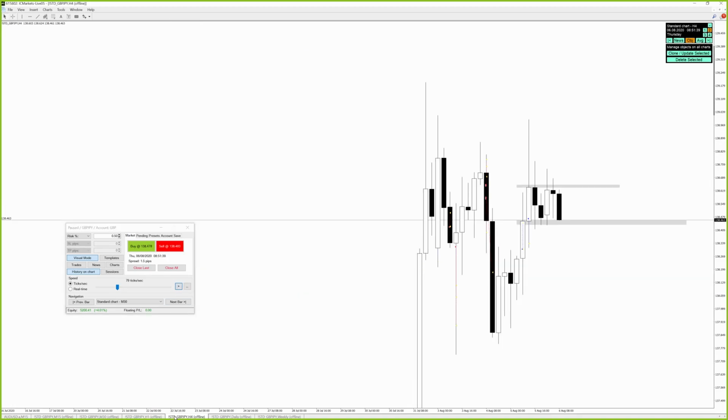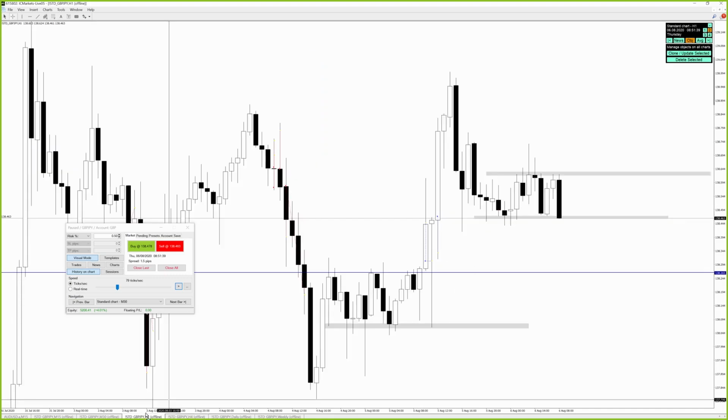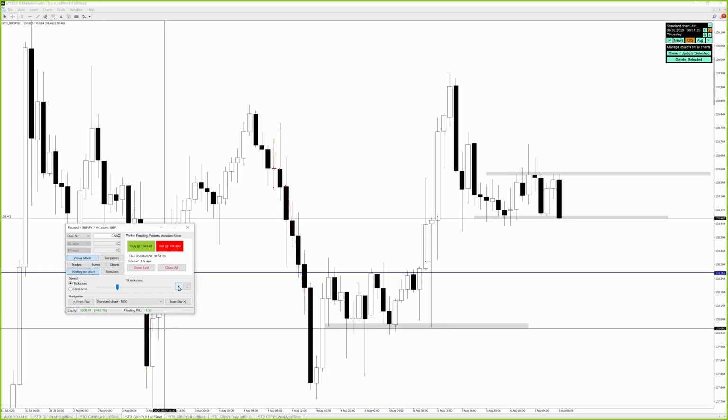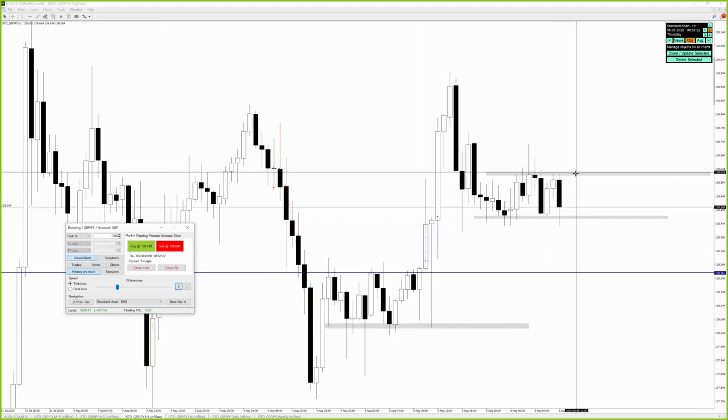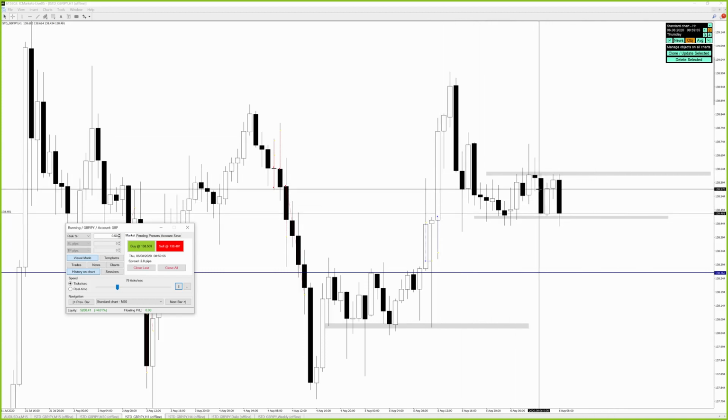So let's take a look on the 4 hour time frame. It's still coming down. Looking on the 1 hour time frame, we're still kind of consolidating at this point. So we're going to see whether we're going to close below to continue down, or are we going to maybe go up, or will this session just range?